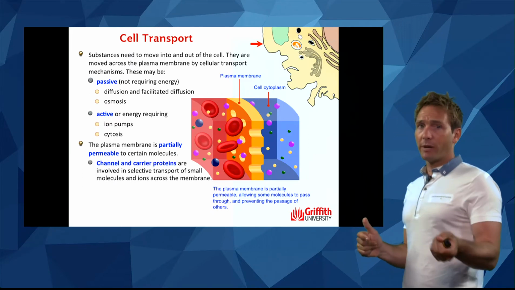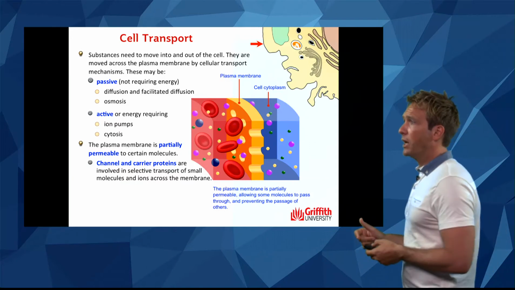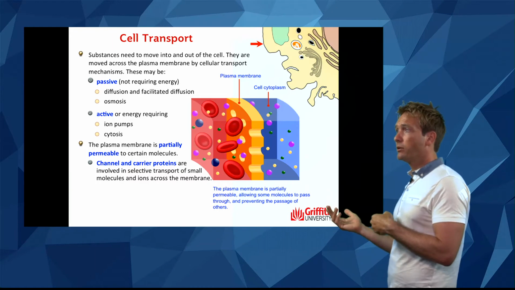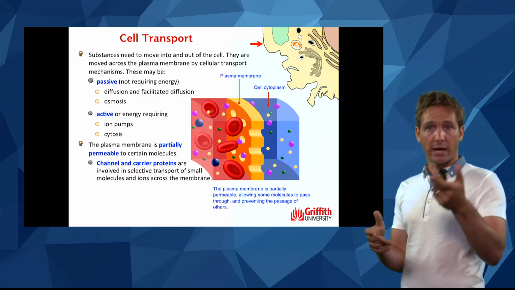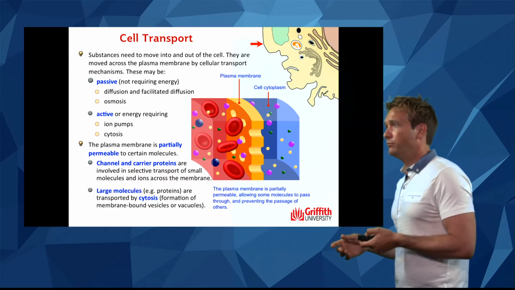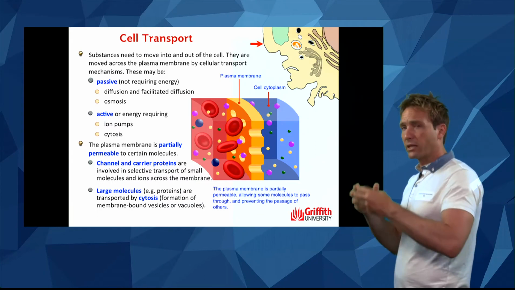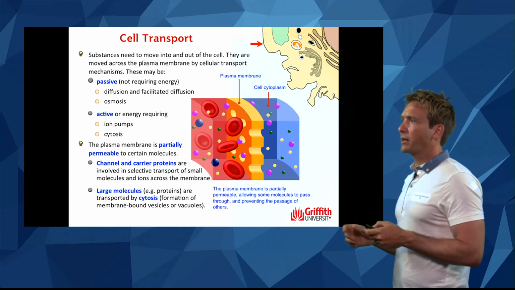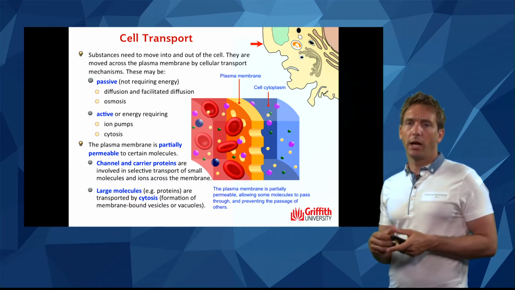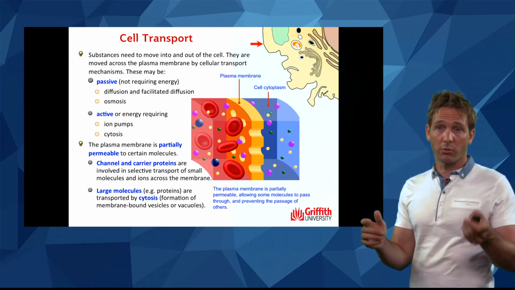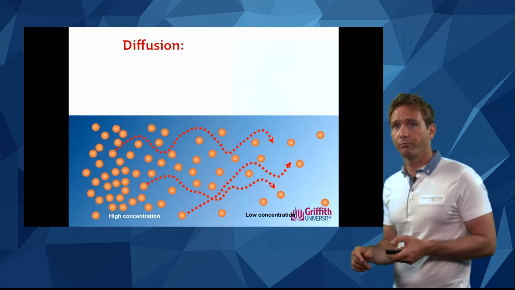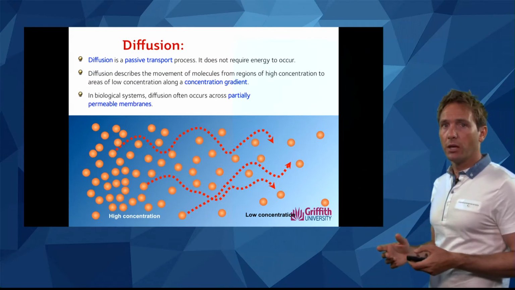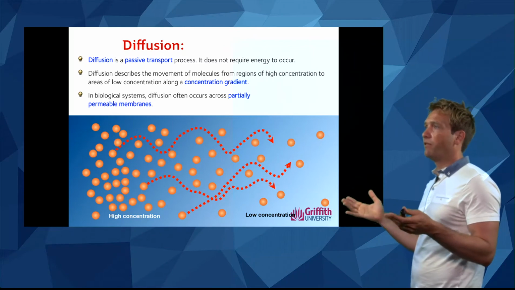We talked about channel and carrier proteins and the fact that they're involved in transport of some molecules and ions across the membrane, and we covered that in the last sub-lecture. And then we can have large particles, like proteins, very big particles, and those require transport through what's called cytosis, and we're going to talk about that later in this sub-lecture. So the first concept, and one of the most important concepts in all of biology, is diffusion.